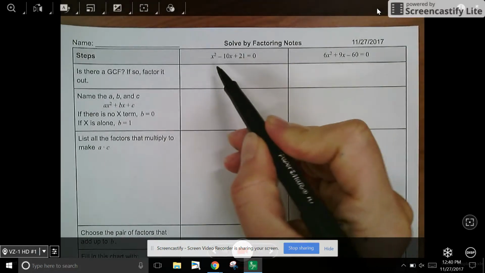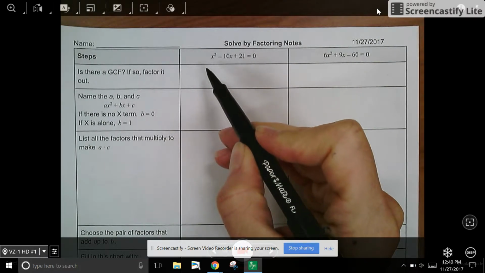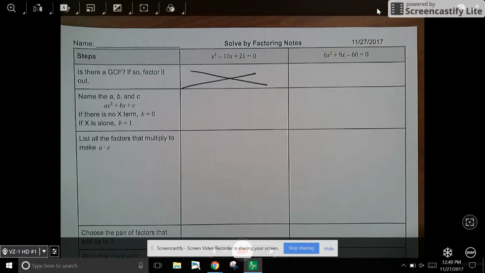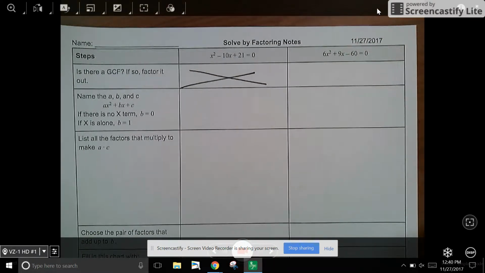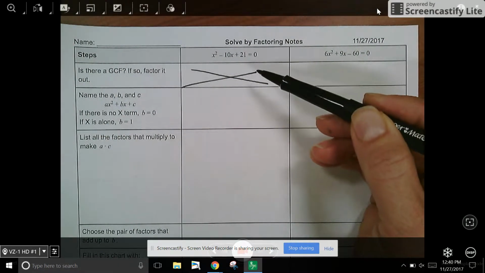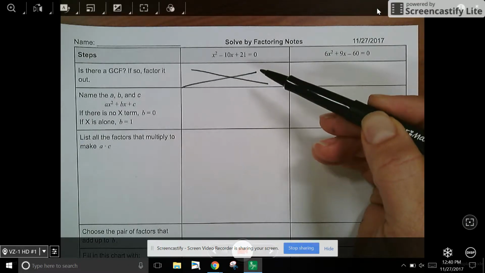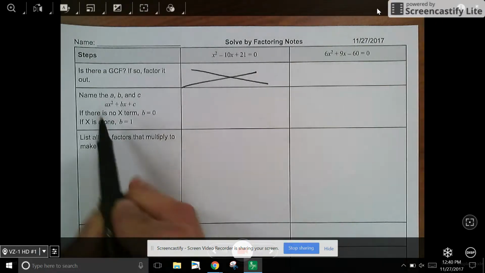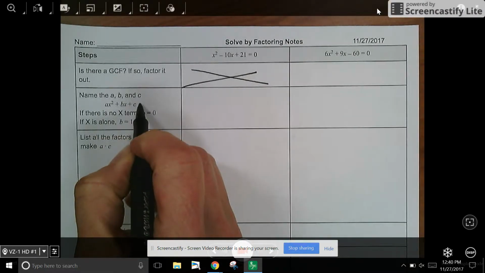So in column 1, there's no number in front of the x squared, so that means we can actually skip this step, which says, is there a GCF? And we can move right on to the next step, name the a, b, and c. So this equation is in standard form where we have something x squared plus something x plus a number equals 0. When it's like that, we can name our a, b, and c from right here.